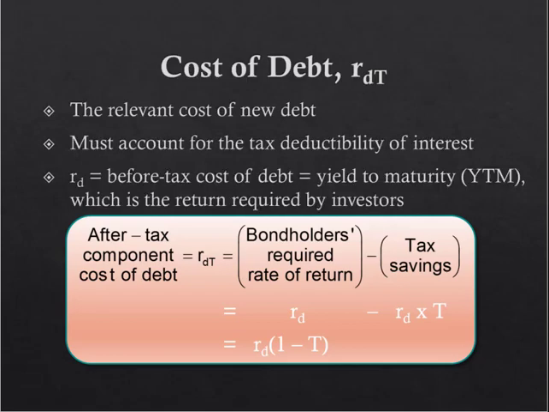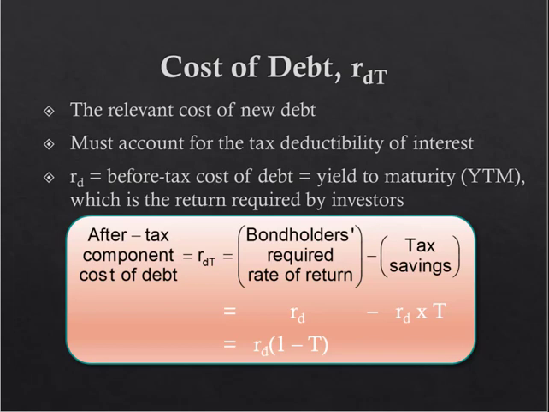So the cost of debt, we talked a little bit about debt generally. The cost of debt is focused on a couple of elements. First, the bondholder's required rate of return, as well as the tax rate or tax savings. So the relevant cost of new debt includes tax deductibility of interest and the yield to maturity based upon the bond's position in the capital stack. So is it secured, unsecured? Is it senior or junior? And what is the duration of that bond?